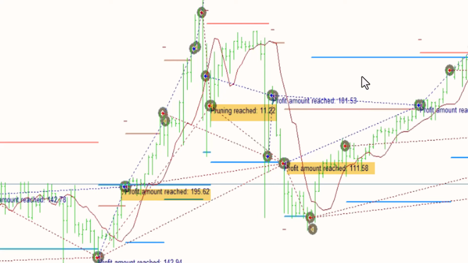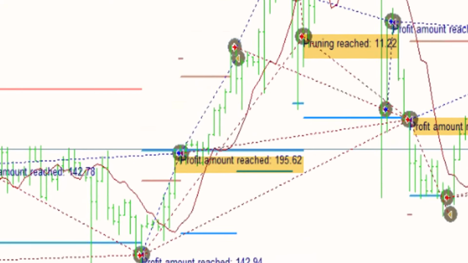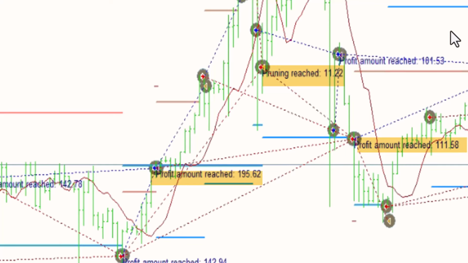The next transaction that I'd like to show you is when you have a basket of open trades, and some are profitable, some are not profitable. The EA will look at that basket and close it at the amount that you want to close it at. And here's an example of one over here. A profit amount reached $111, and this is made up of 4 transactions.